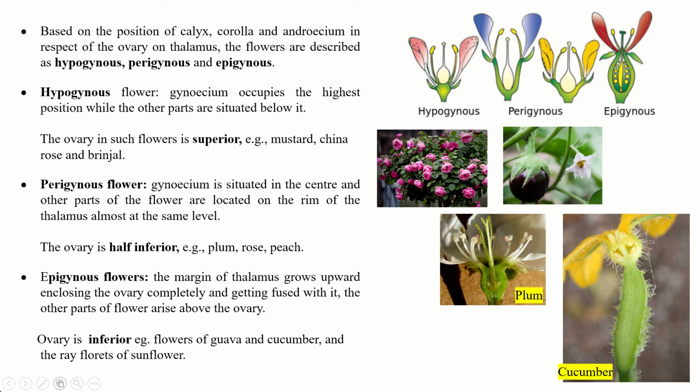Okay. Then the third type is the epigynous flower. Here the margin of the thalamus grows upward, enclosing the ovary completely and getting fused with it. The other parts of the flower arise above the ovary. Now you can see here the ovary is below the calyx, corolla and androecium. So these are on top and the ovary is below. Such an ovary is called the inferior ovary.